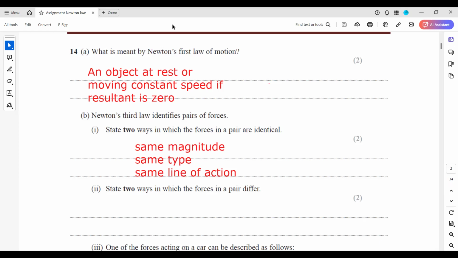Now, two ways in which the pair forces are different. What is the difference? The directions are different, and they act on two different objects. So Newton pair forces always act on two different objects and the directions are also different.